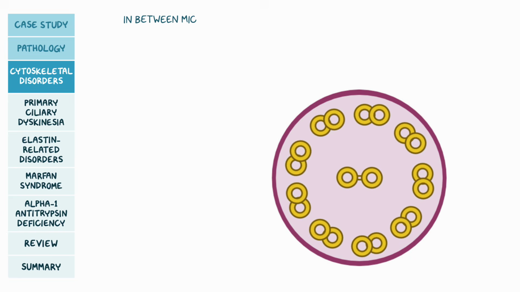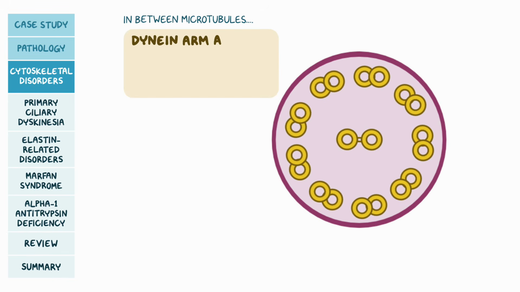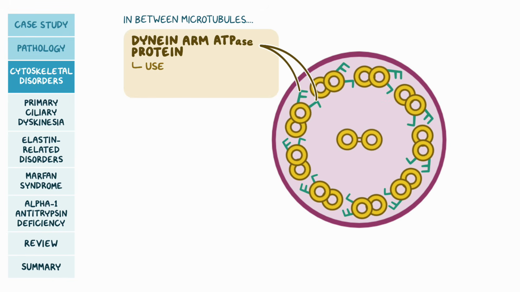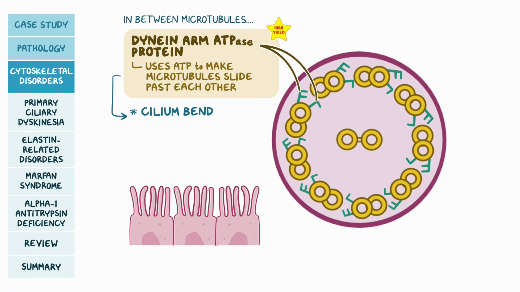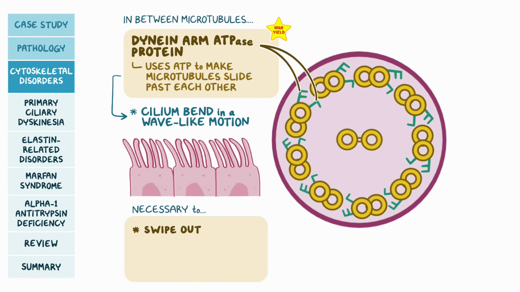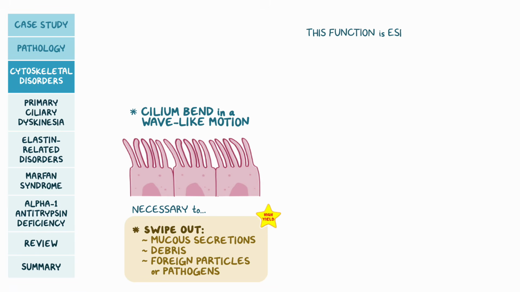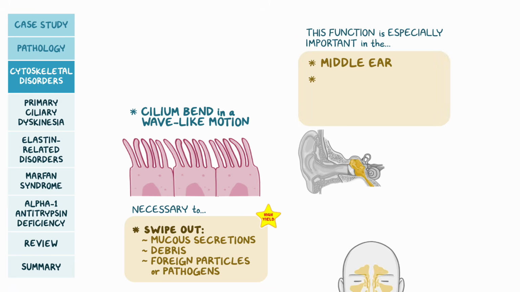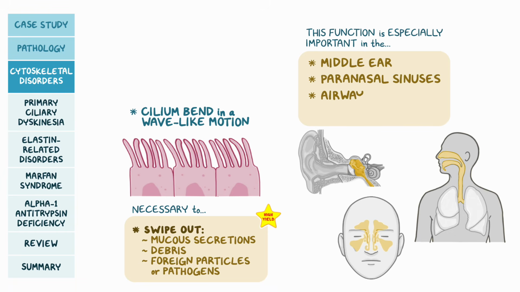Now, in between the microtubules, there's a dynein arm ATPase protein, which uses ATP to make microtubules slide past each other. This causes the cilium to bend and thus move back and forth in a wave-like motion, which is necessary to swipe out mucus secretions, debris, and foreign particles or pathogens. This function is especially important in the middle ear, paranasal sinuses, airways, and lungs.